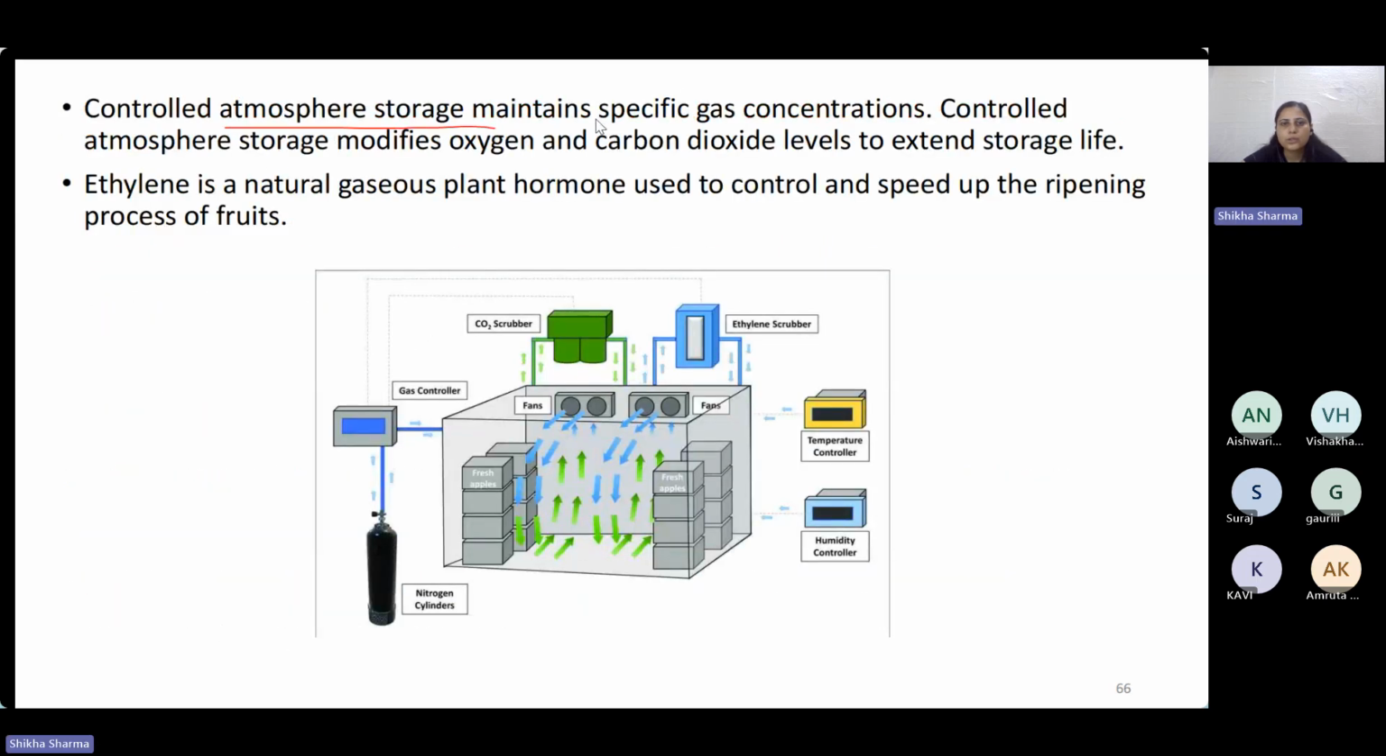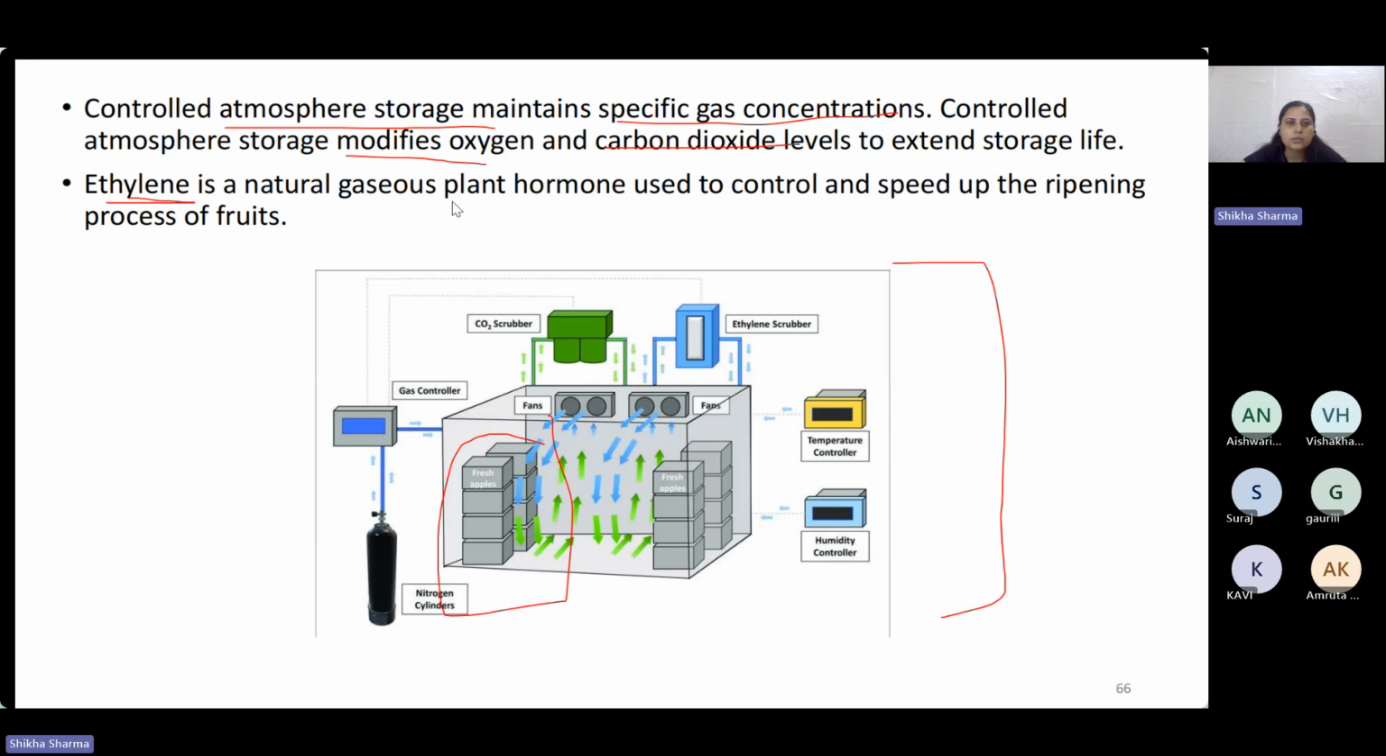Controlled atmosphere storage maintains specific gas concentrations, like specific oxygen and CO2 concentrations, and the storage temperature will also be low, so that the shelf life will be higher. This is a type of cold storage where gas cylinders are used to control the gas. For apples, cold storage is basically used. There the temperature, the humidity and the gas concentration, everything will be controlled.